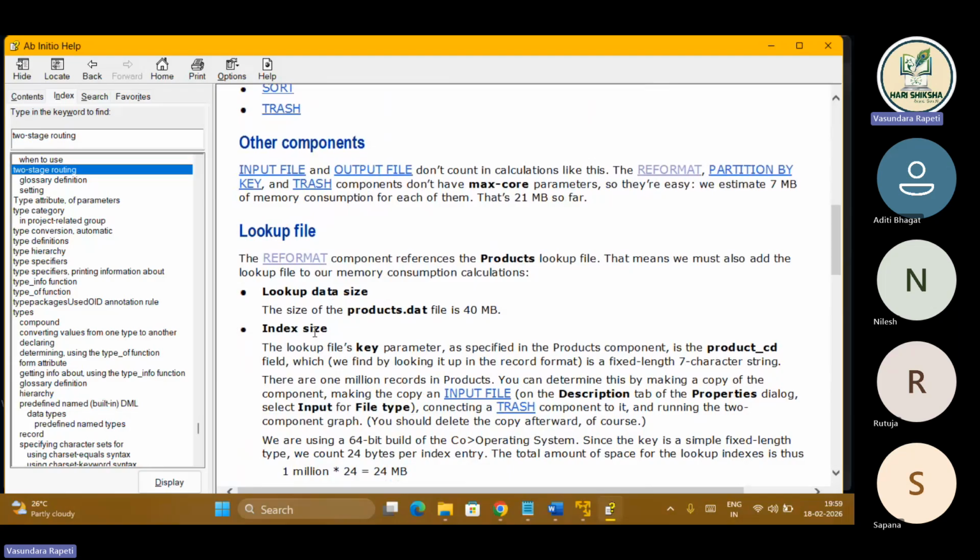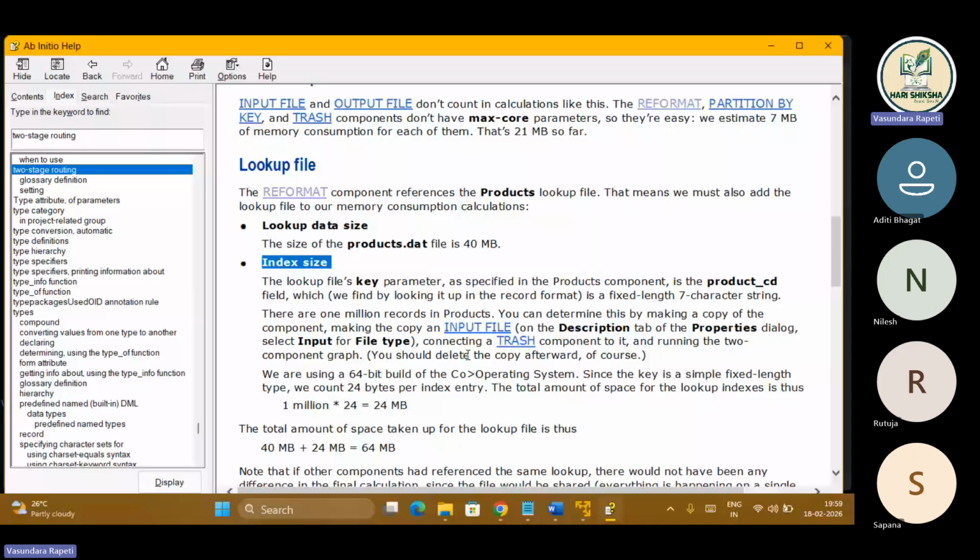If the format component produces a lookup file, then the index size of the lookup file key parameter is the product input file, then 1 million. We are using a 64-bit system, so since the key is a simple fixed-length type, it is 24 bytes per index entry.